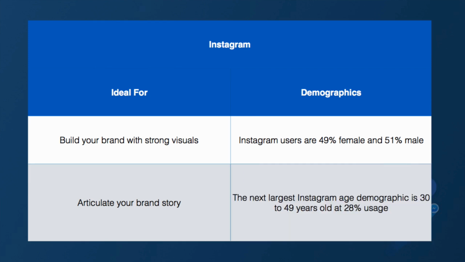And the next largest Instagram age demographic is 30 to 49 years at 28% usage. So a lot of youth is using, 15 to 30 is the first largest demographic, and 30 to 49 years is the second largest demographic. So Instagram you can use, and Instagram has much more following than Twitter and LinkedIn. So Instagram I would consider if I would like to reach a large audience.